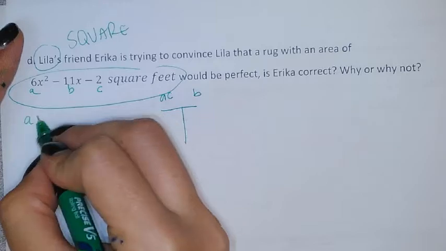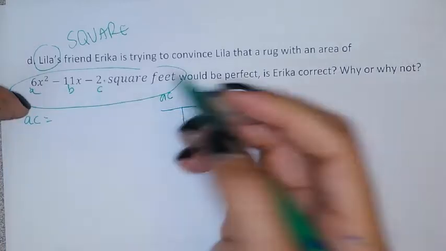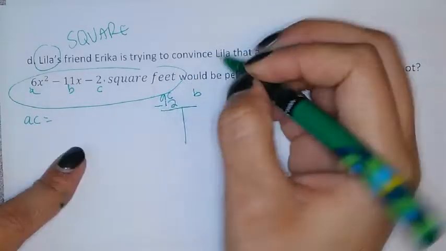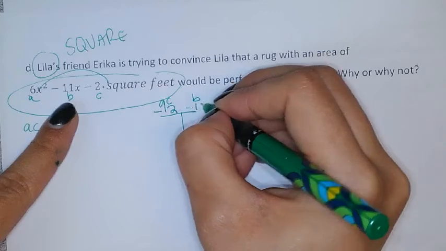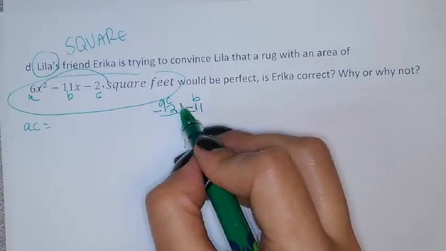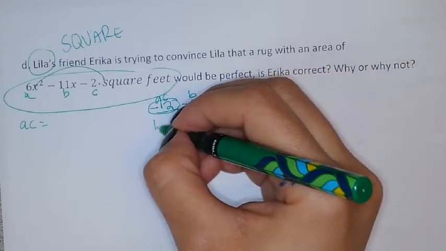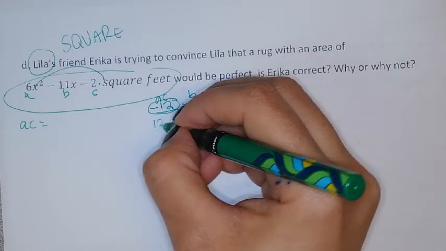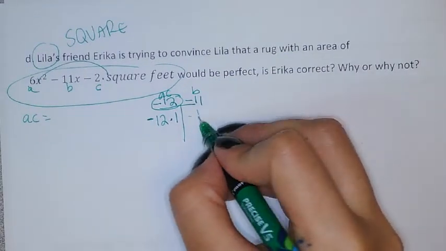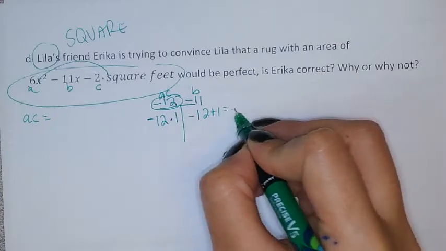So my AC would be 6 times negative 2, so that's negative 12, and negative 11 for the B. So we're going to find factors of negative 12 that add up to negative 11. So 12 and negative 1, that way when I add it together, I get negative 11.